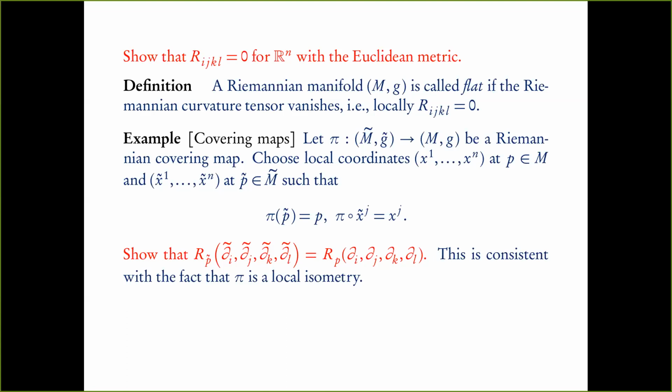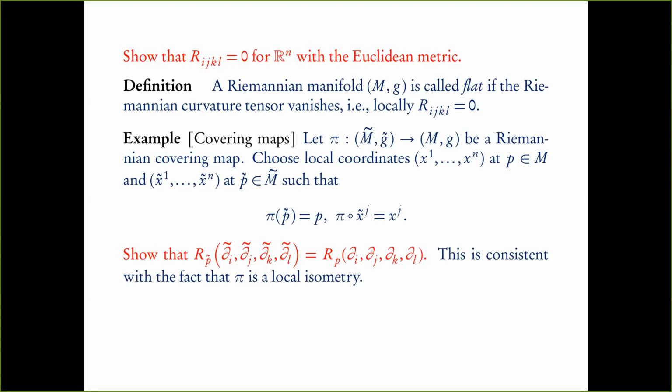Any other questions? Sir, can you give an example of any other metric on Rn which is flat, apart from the Euclidean metric? No. So that's the thing. We'll see how to geometrically extract what flatness means. This is really an algebraic sort of characterization of flatness.